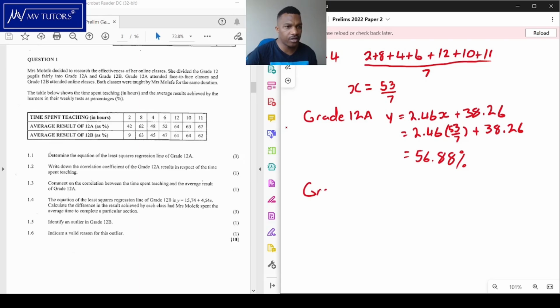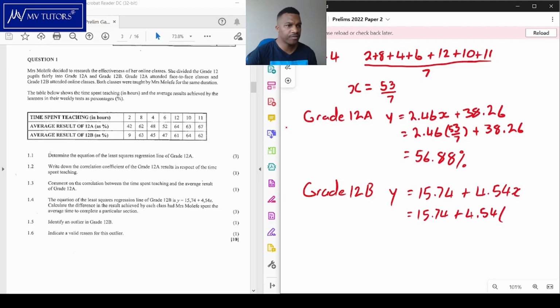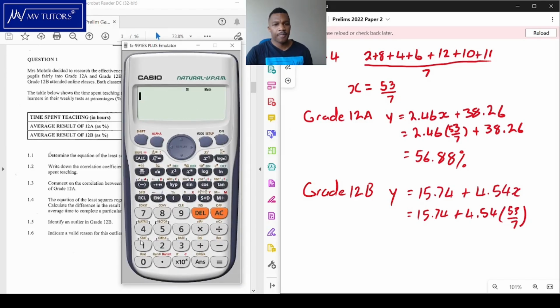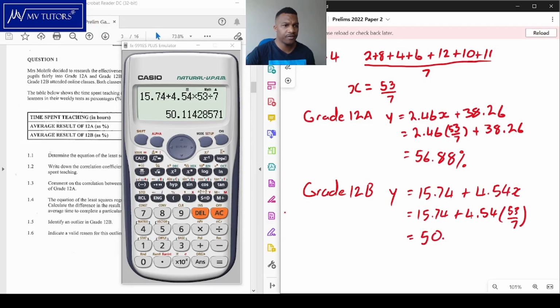Now let's look now at grade 12B, where now the formula is 15.74 plus 4.54x. All right, so 15.74 plus 4.54, and where there's an x we'll put, you guessed it, 53/7. Okay, let's bring out our calculator. This time 15.74 plus 4.54 times 53 divided by 7, and we get an average of 50.11%.